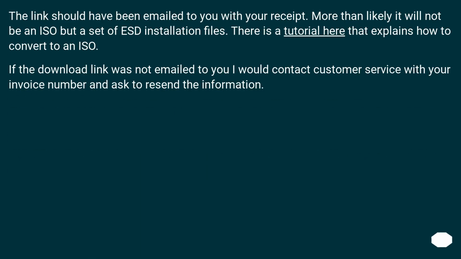The link should have been emailed to you with your receipt. More than likely it will not be an ISO but a set of EST installation files. There is a tutorial here that explains how to convert to an ISO. If the download link was not emailed to you, I would contact customer service with your invoice number and ask to resend the information.